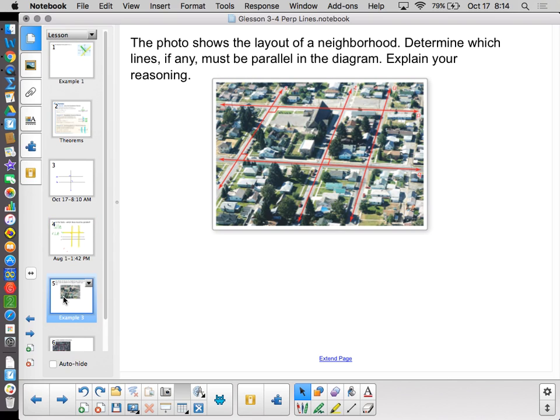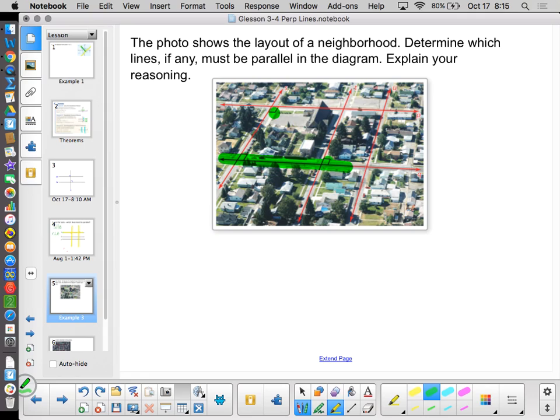All right. The photo shows a layout of a neighborhood. The streets are S, T, and U. That's a little hard to see. These streets are P and Q. My right angles, in case you can't see them, are here, here, and here. What streets have to be parallel based on that?